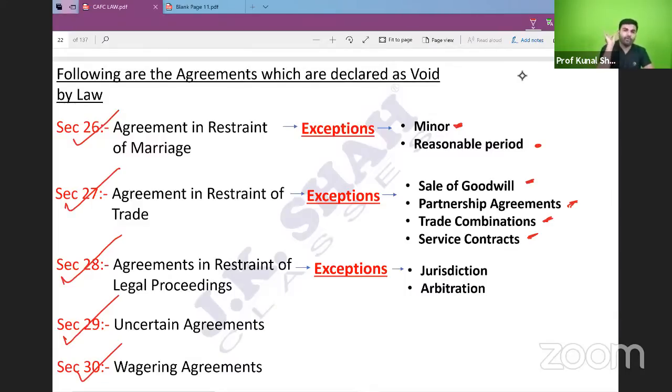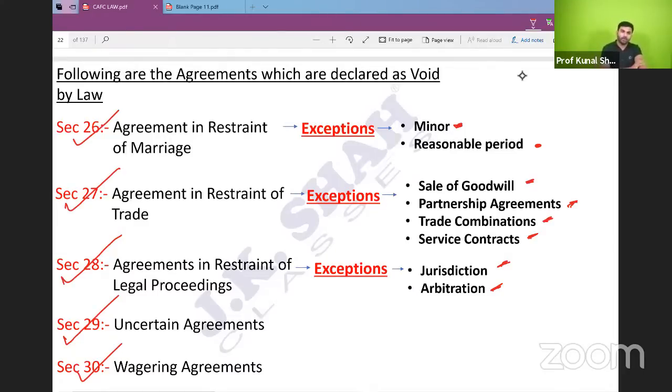Any agreement wherein you are restraining a person from filing legal proceedings, sorry to say, that agreement is void ab initio. When the agreement itself is void ab initio, there won't be a contract. And if there is no contract, how can there be a question of a valid contract? So first, can you stop a person from filing legal proceedings? The law says no, not allowed. But if it is a case of jurisdiction or if it is a case of arbitration, then it is allowed.